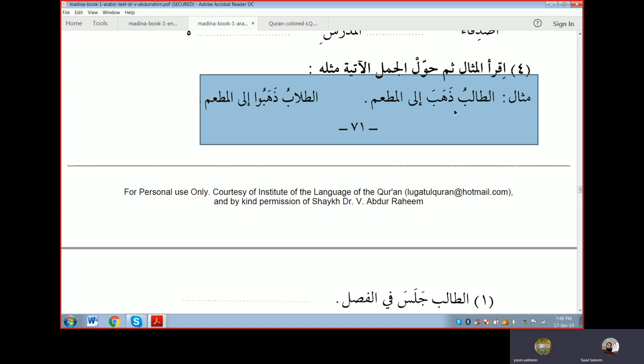At-talib dhahaba ila al-mat'am. Or you can say al-mat'am, both are correct. This says the student went to the restaurant. Then it changes to at-tullabu dhahabu ila al-mat'am, the students went to the restaurant. So basically, you will change singular into plural.